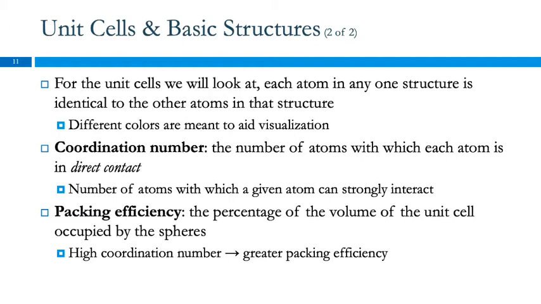And a couple of quantities that we refer to with unit cells are coordination number and packing efficiency. The coordination number is just the number of atoms with which each atom is in direct contact. So how many close neighbors does the atom have? The packing efficiency is the percentage of the volume of the cell that's actually occupied by spheres, as opposed to how much is empty space. And it can't be 100% because there's no way to pack spheres together and not have empty spaces between them. If you have a higher coordination number, you have a greater packing efficiency.